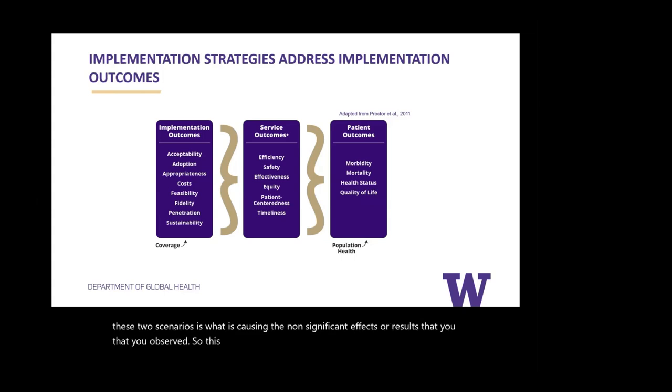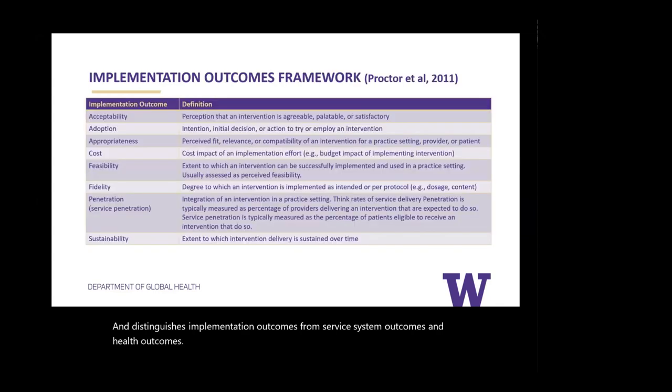So this figure here, called the implementation outcomes framework, identifies eight implementation outcomes and distinguishes implementation outcomes from service system outcomes and health outcomes. Let me take a moment to just talk about these implementation outcomes. And again, the distinction between interventions and strategies and health outcomes and implementation outcomes is absolutely essential for not only understanding what's distinctive about implementation research compared to effectiveness research, but also really critical for understanding what you're trying to achieve in a hybrid effectiveness implementation research study, as well as to be able to determine which of the three types of hybrid studies that I'm going to describe later is best suited for your particular interests.